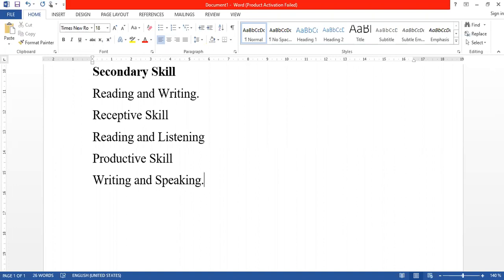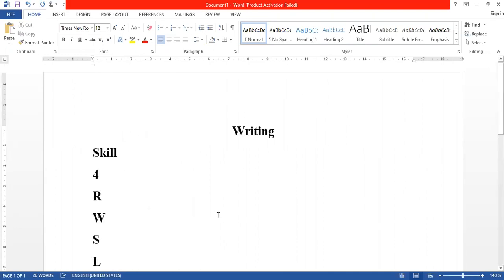Writing and speaking में हम क्या करते हैं? इसमें हम produce करते हैं. And reading and listening में क्या करते हैं? What we do in reading and listening, we receive knowledge, right? Okay.